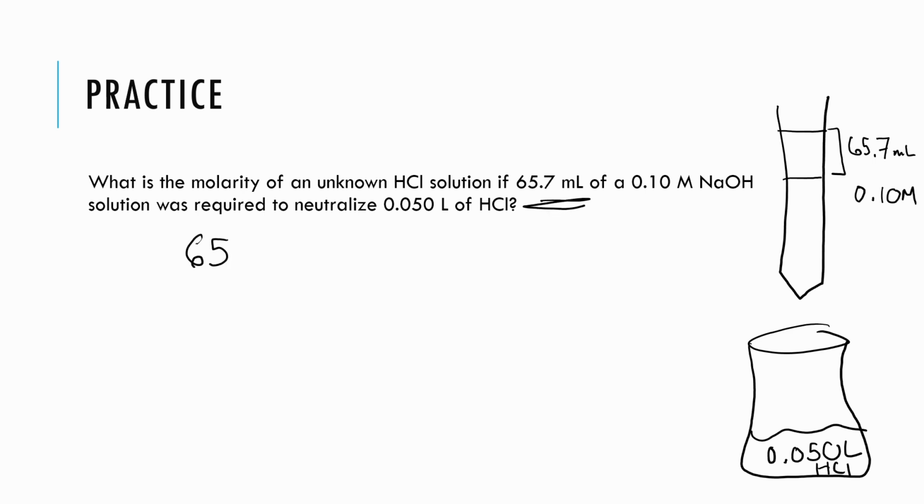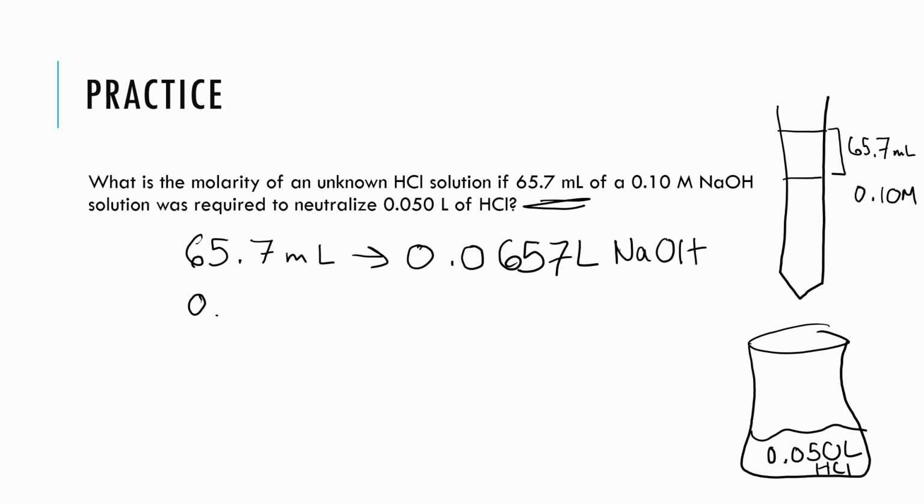So 65.7 milliliters, we're going to divide that by 1,000, and so we get 0.0657 liters. We have to do that because we want to get moles, and in order to get moles, that molarity right here is moles per liter. Now, this is how much sodium hydroxide, or base, that we used.